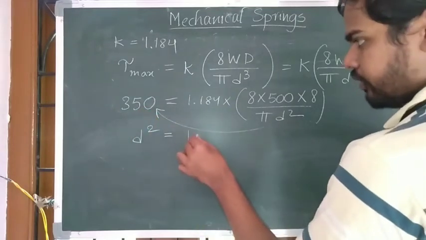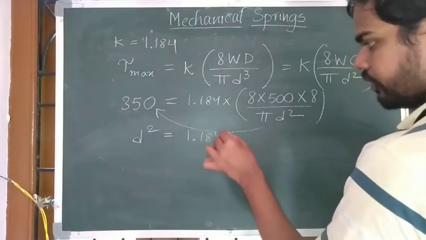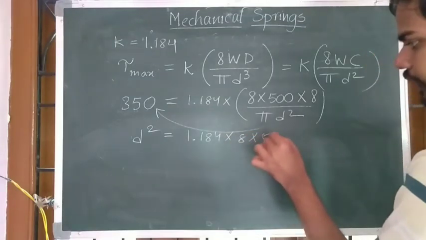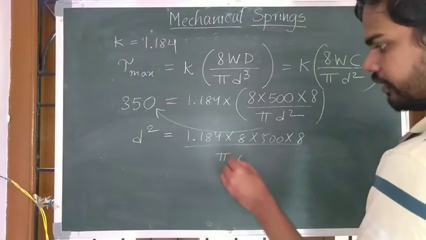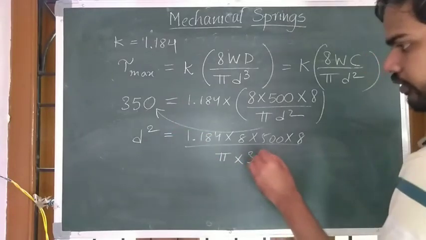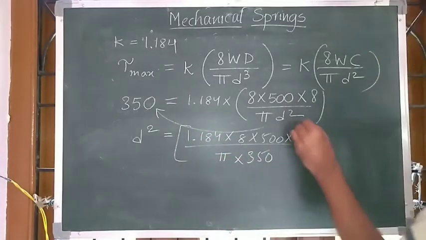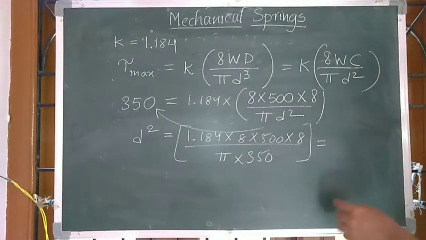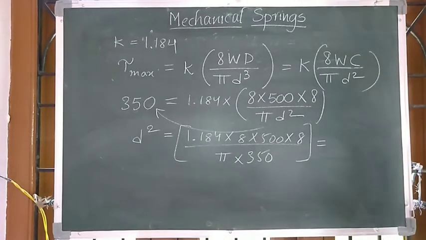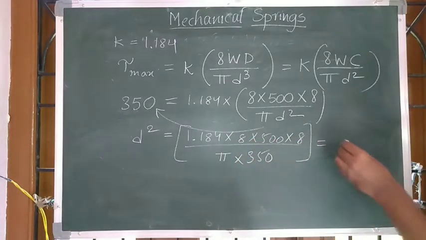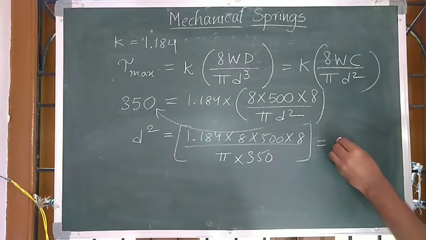Then it becomes 1.184 into 8 into 500 into 8 divided by pi into 350. Now calculate the value of this term. If you calculate, you will get the value of this numerator.